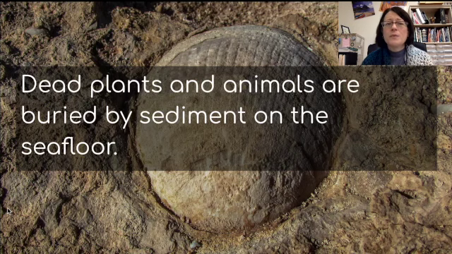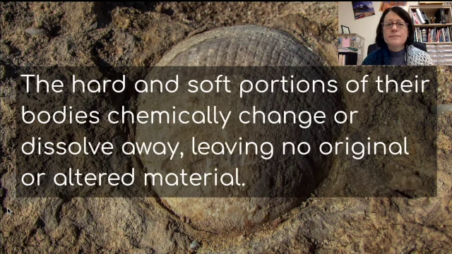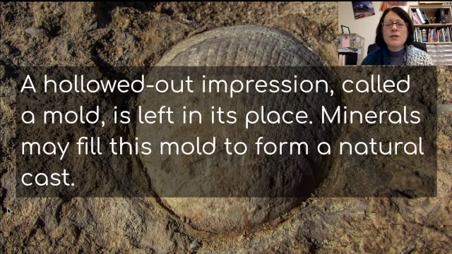And they are formed when dead plants and animals are buried by sediment on the sea floor, and the hard and soft portions of their bodies chemically change or dissolve away, leaving no original or an altered material. A hollowed out impression called a mold is left in its place, and then minerals may fill this mold to form a natural cast. This is the same idea as if you've ever used, say, a chocolate mold. The chocolate mold is a hollowed out cup that you then put the chocolate in to form the cast to get chocolates.